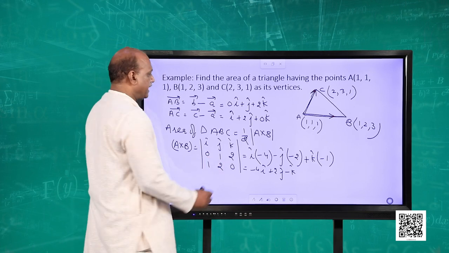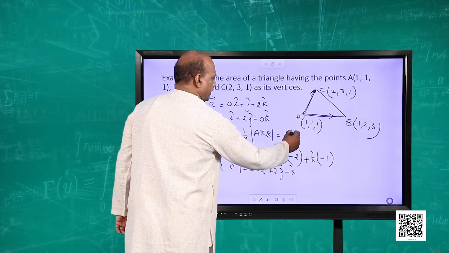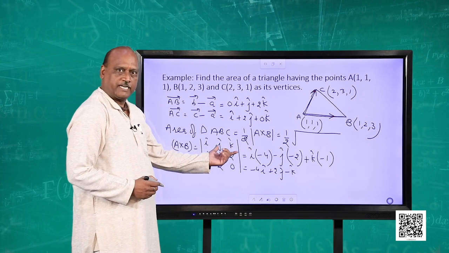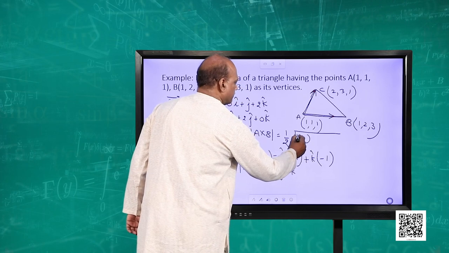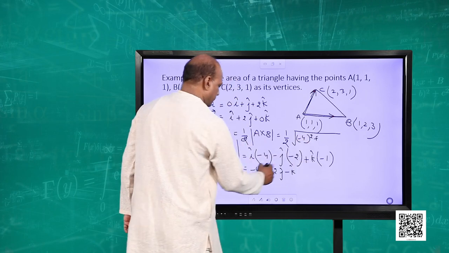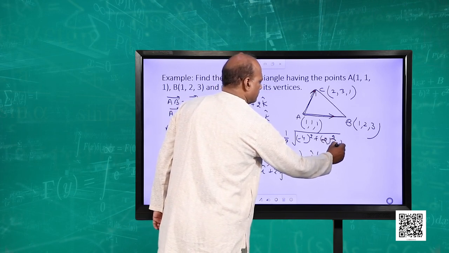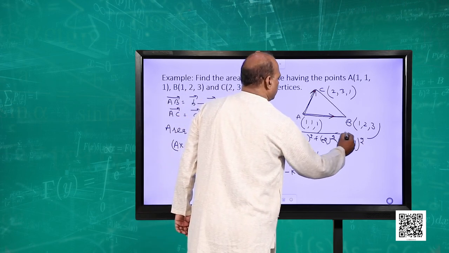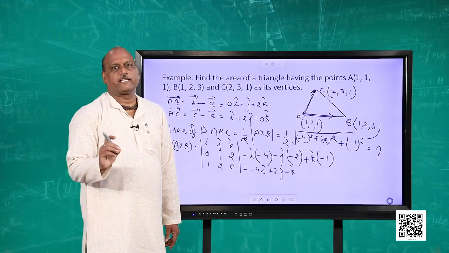After that, the magnitude of the cross product of A and B will be the square root of minus 4 square plus 2 square plus minus 1 square, and we have the area of the triangle.